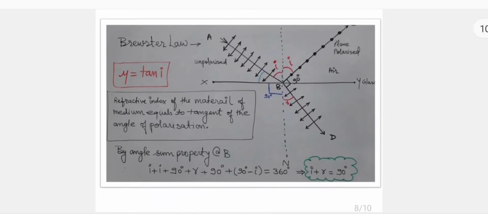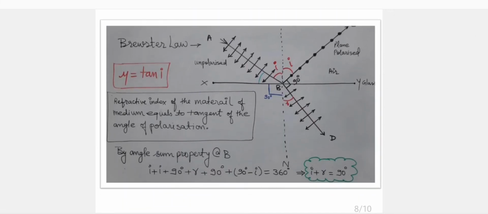So the next topic is the Brewster law. As far as this Brewster law is concerned, very easy questions are there. Here the first concept is plane polarized light. What do you mean by plane polarized light? If the vibrations of light are confined to one direction only, which is in the plane perpendicular to the direction of propagation of the light, such light is called plane polarized light.